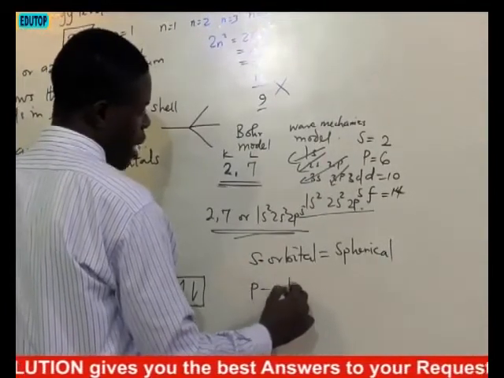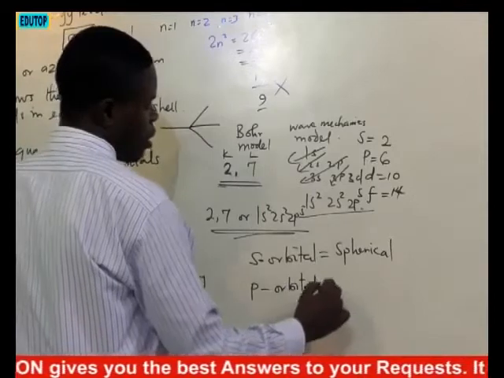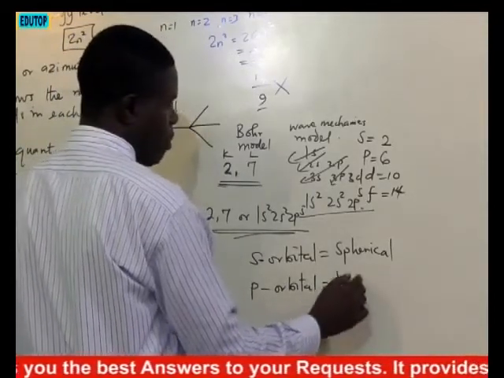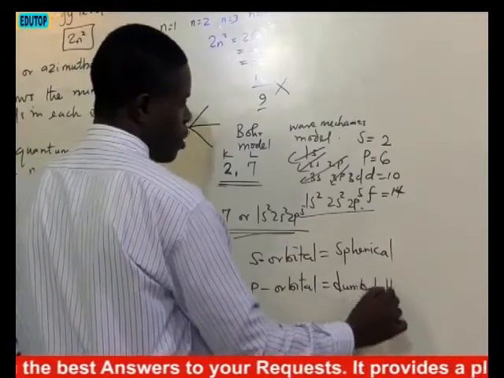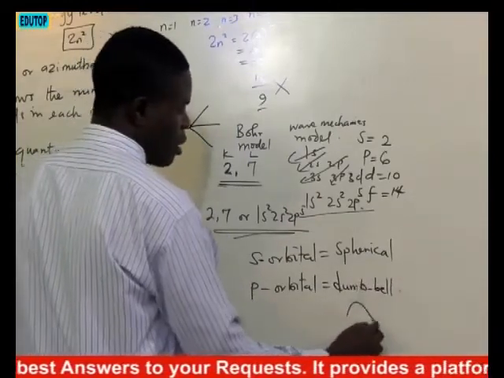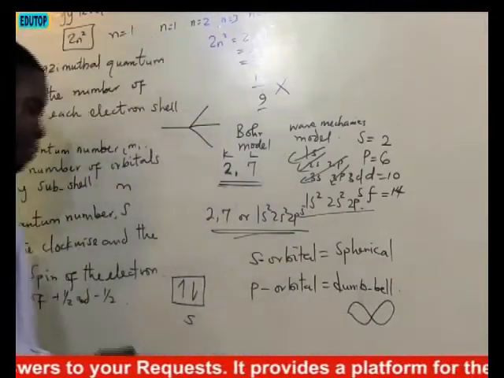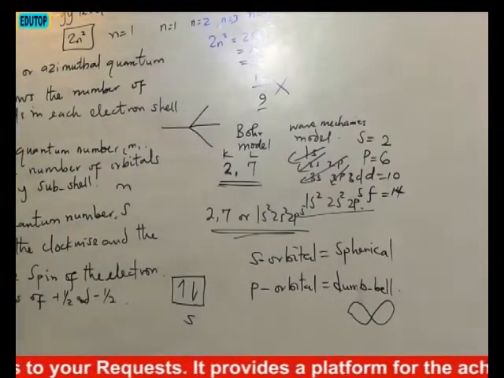Dumbbell shape. The P orbital is what? Dumbbell shape. So the shape is like this, like your 8, dumbbell. So take note of that.